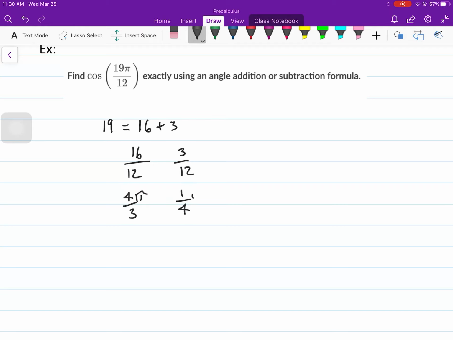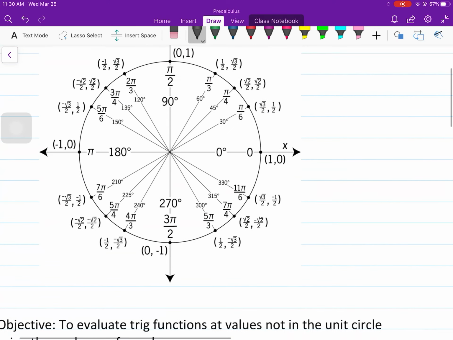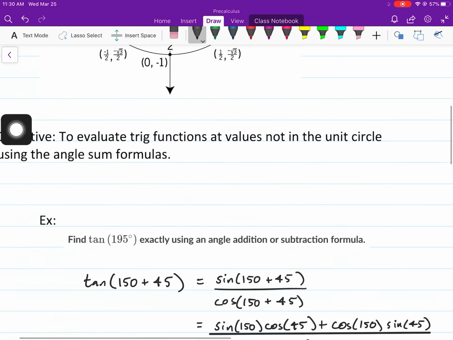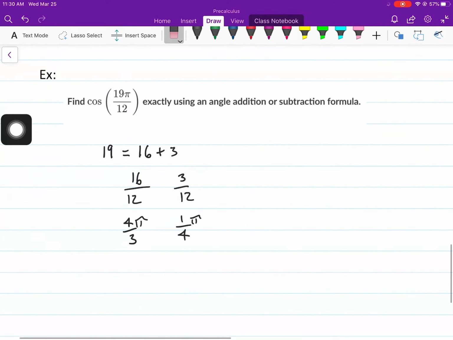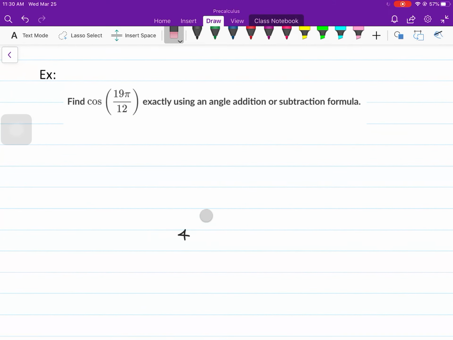And 4 pi over 3 and pi over 4, 4 pi over 3 in the unit circle would be right here. And then pi over 4 right here. And I'm sure there's more ways that you can split it up. So you have different options. So let's go ahead and use those.